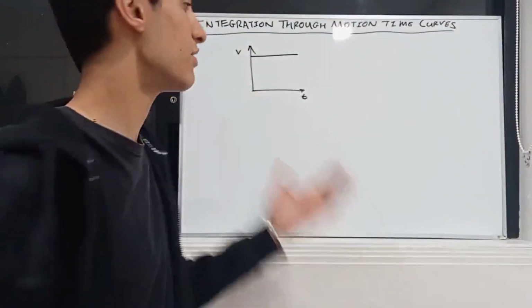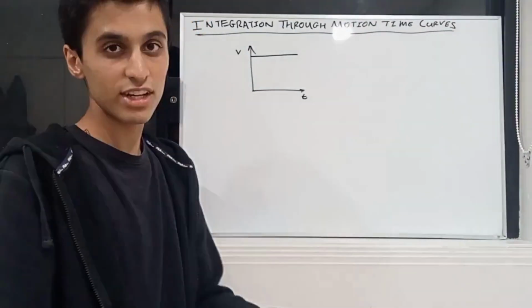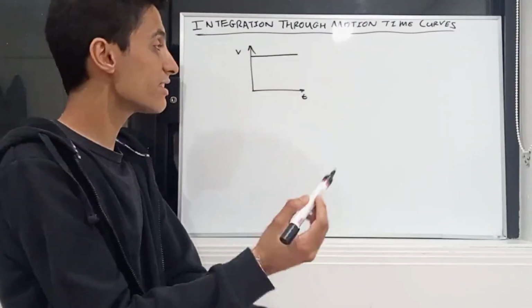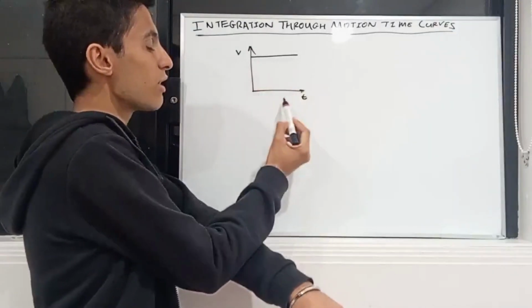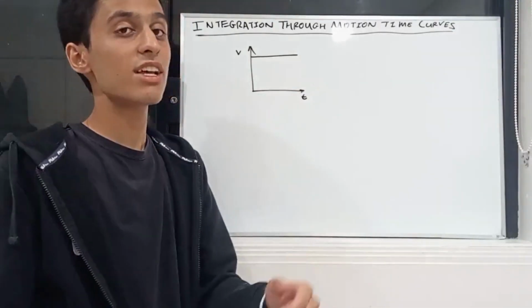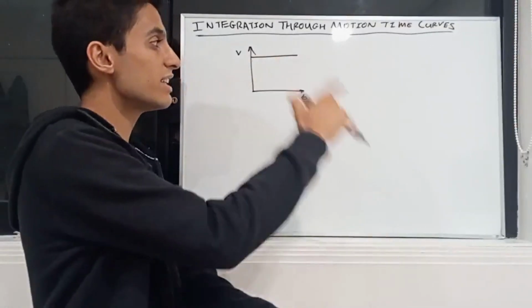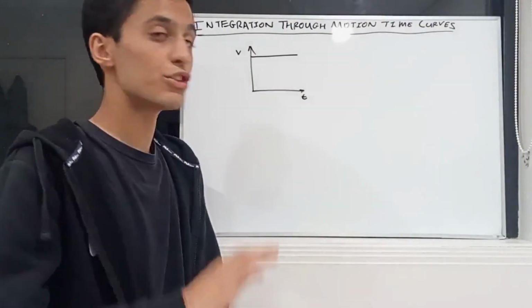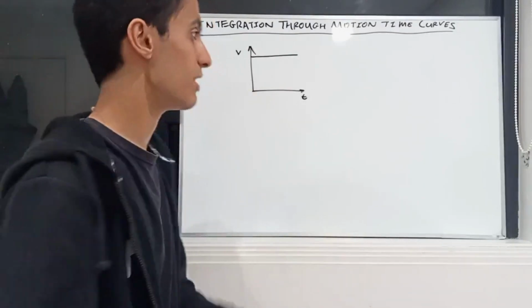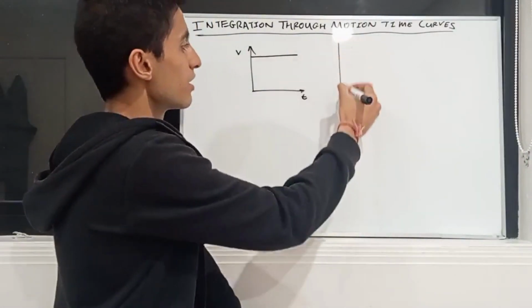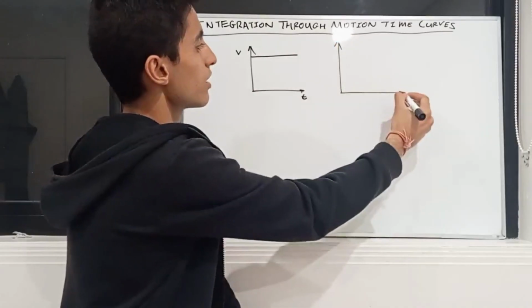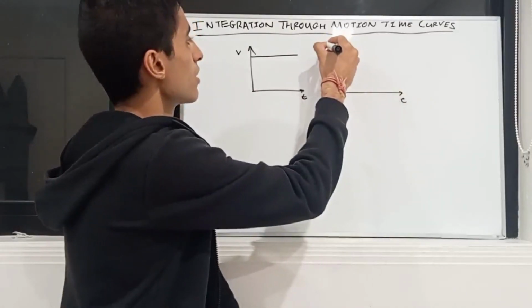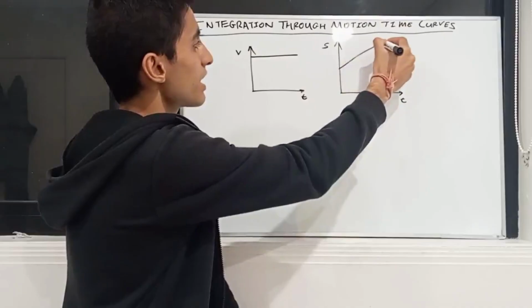Well, it's not really a curve, it's just a straight line. Now what does this tell us? This tells us that there's constant velocity over time, which means that the corresponding displacement time curve of this will be a straight increasing linear relationship. It'll be something like this.